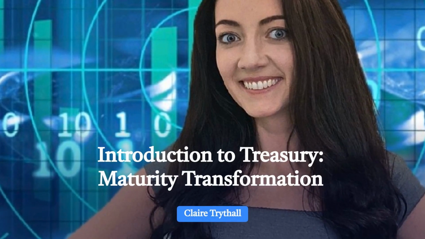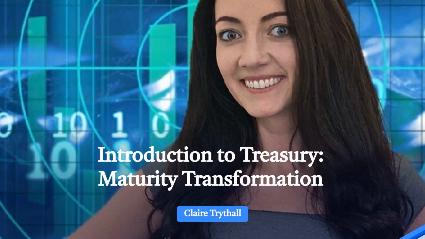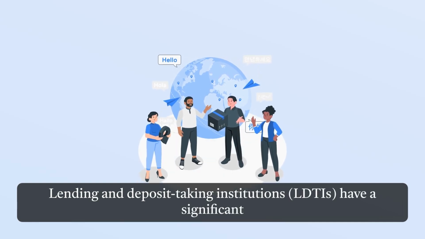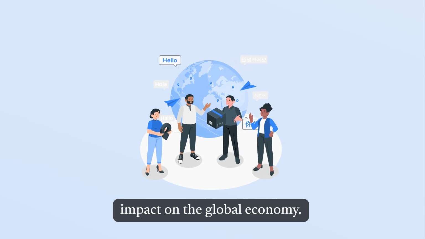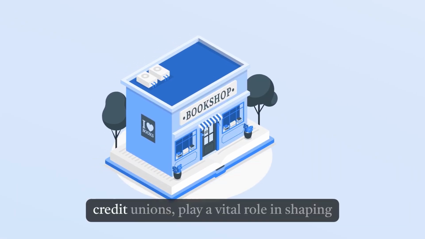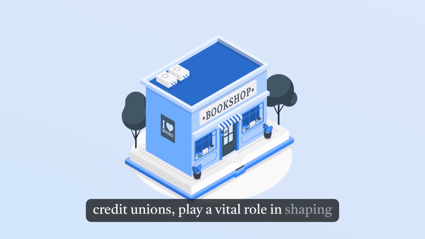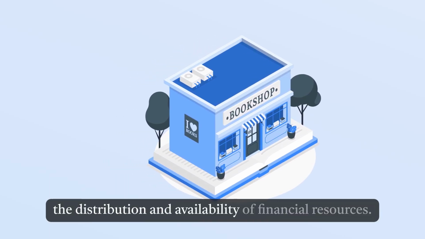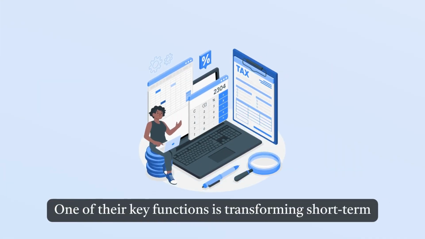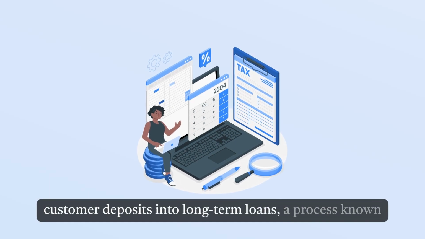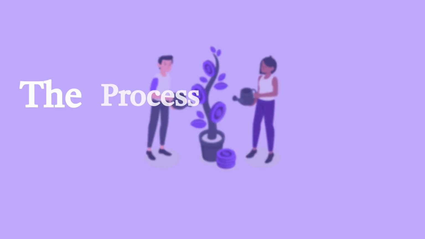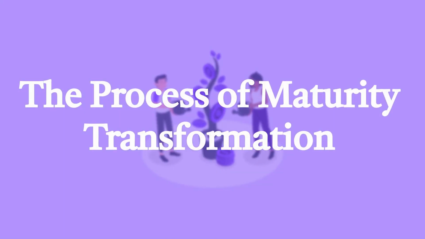Introduction to Treasury, Maturity Transformation. Lending and deposit-taking institutions, LDTIs, have a significant impact on the global economy. These institutions, including commercial banks, savings banks, and credit unions, play a vital role in shaping the distribution and availability of financial resources. One of their key functions is transforming short-term customer deposits into long-term loans, a process known as maturity transformation.